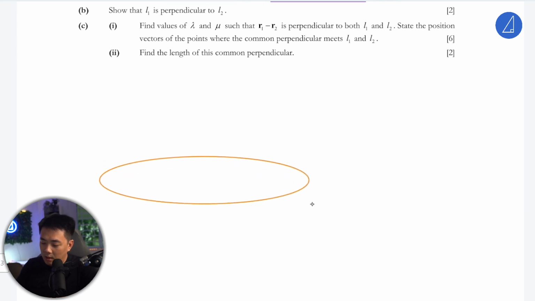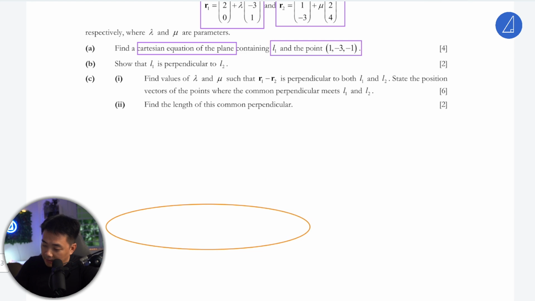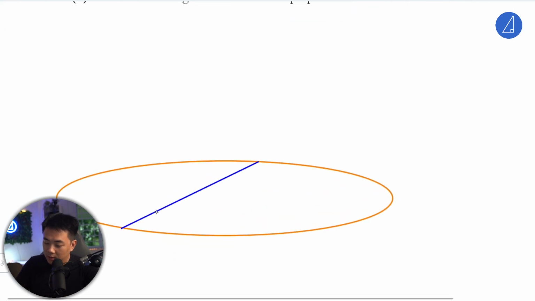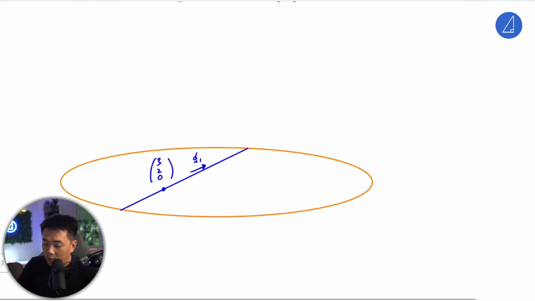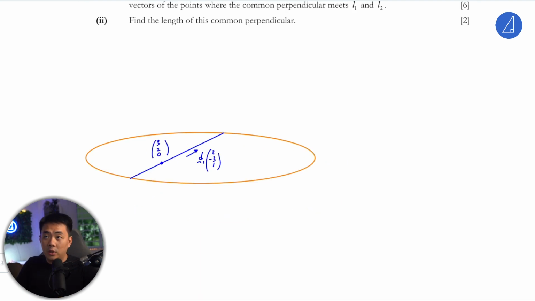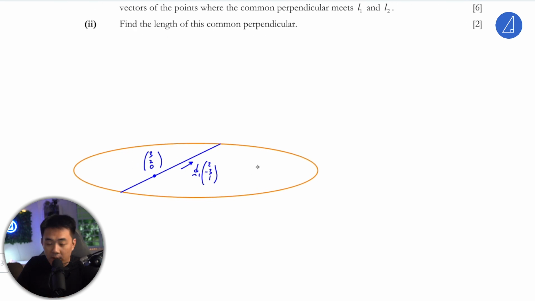What you need to do is just basically find a plane. So it contains L1 here. Right now, what's L1? L1 has got 3, 2, 0 on the line. So this is like 3, 2, 0. Then D1 here would be 2, -3, 1. After which you need a point on the plane, which is like 1, -3, -1.